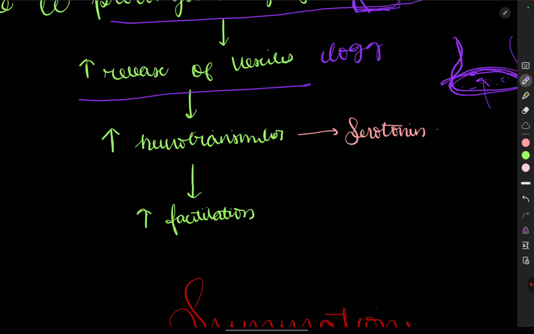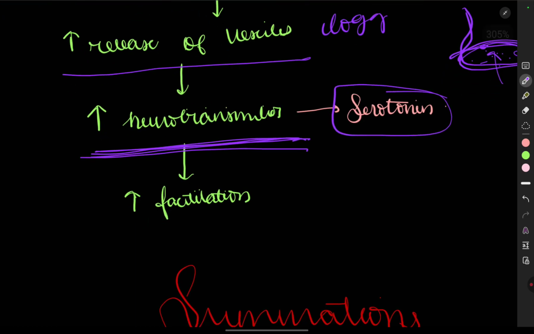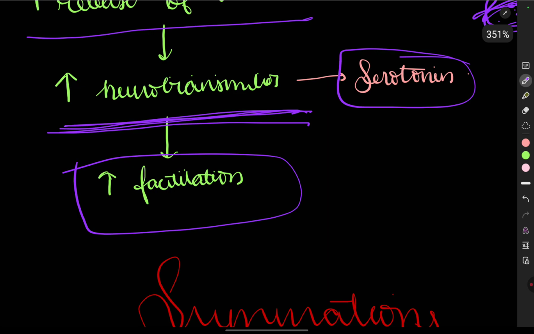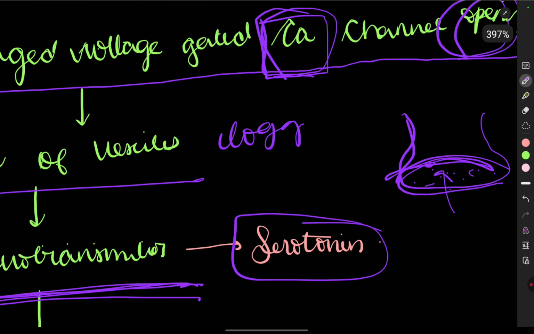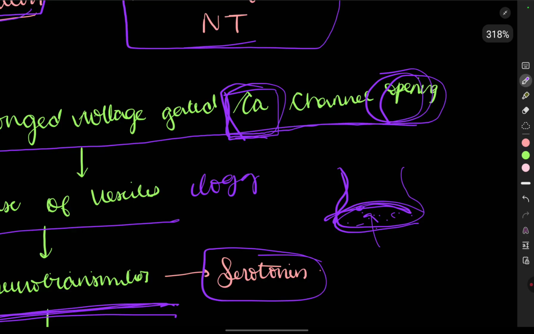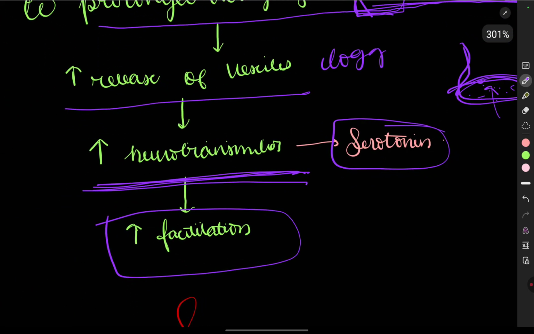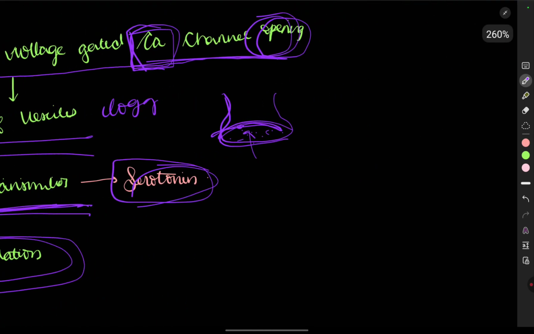I already told this in the previous video, please check it out, it's very important. And which in turn releases the neurotransmitter such as serotonin, and facilitation increases. So it is nothing but presynaptic facilitation, release of more neurotransmitter. What is the mechanism? How does it happen? Prolonged opening of the calcium ion channel, release of the vesicle and neurotransmitter, and facilitation occurs, like serotonin is one of it.